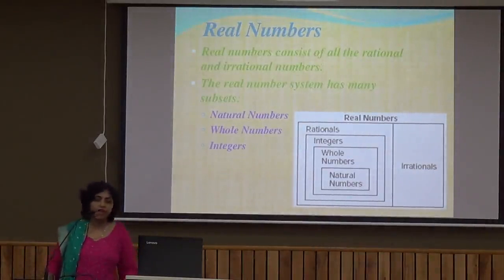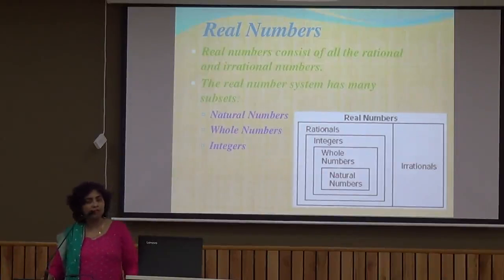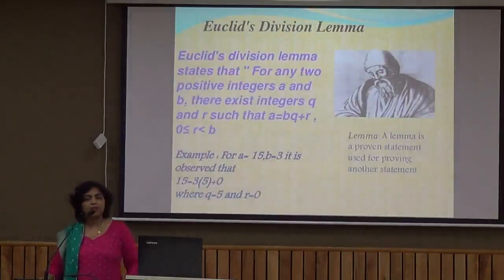And then came the fractions. And fractions of negatives became rational numbers. Then there were numbers which were not rationals also. So those were irrationals. And together all the numbers are called real numbers. So let's together start real numbers. First is Euclid division lemma.